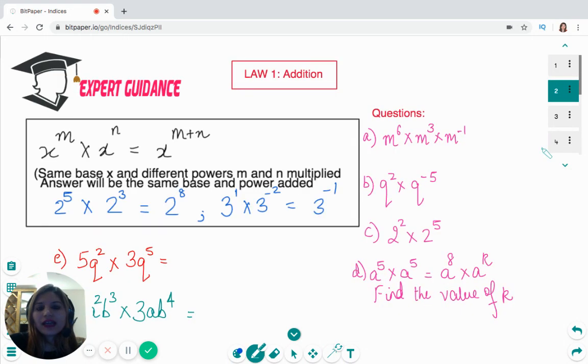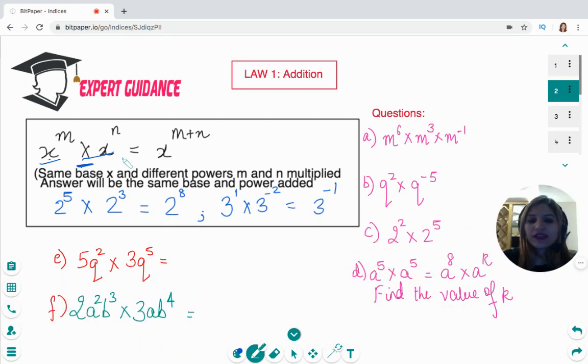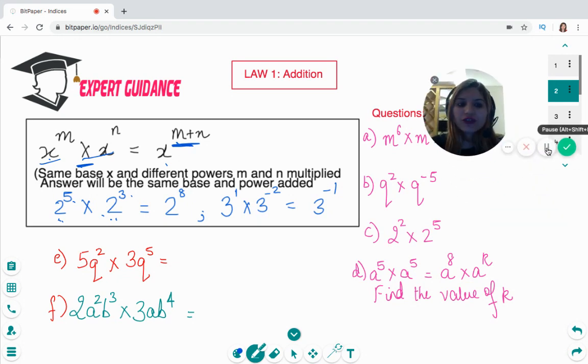Now, the first law is the law of addition. What it says is, when you have 2 indices, the bases are the same, but the powers are different, and you're multiplying them, then the answer would be the same base with the indices added up. For example, if you have 2 to the power 5 times 2 to the power 3, they both have the same base, which is 2, but the powers are different, which are 5 and 3, so they get added, and the answer would be 2 to the power 8.